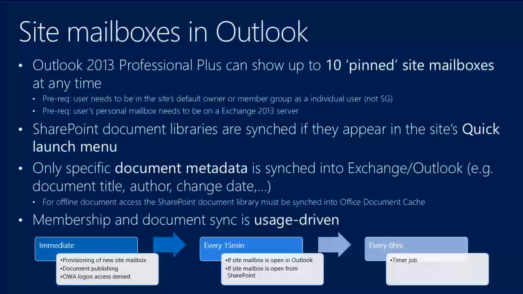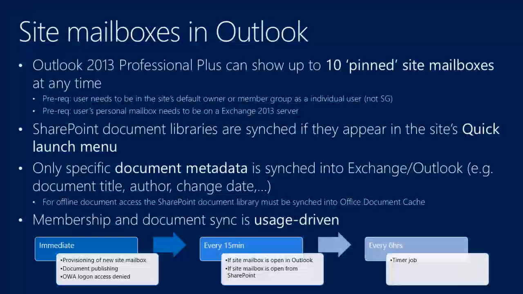In order to show site mailboxes in Outlook, your personal mailbox has to be on Exchange 2013. You can still interact with a site mailbox if you're on a down-level version of Exchange, but you cannot do it from Outlook. You can only do it through the SharePoint site. So you have to be on Exchange 2013, and you have to use Outlook Professional Plus 2013. Those are, from a client point of view, the two requirements in order to interact with site mailboxes.